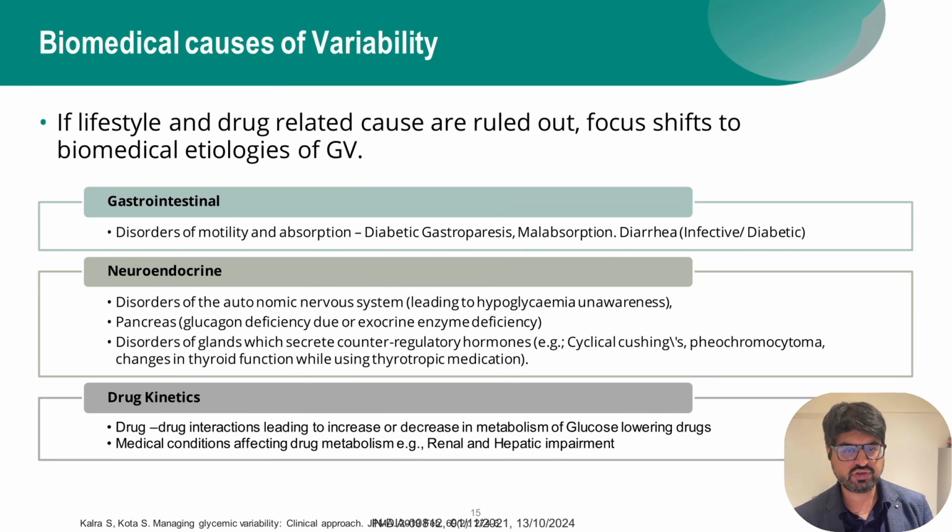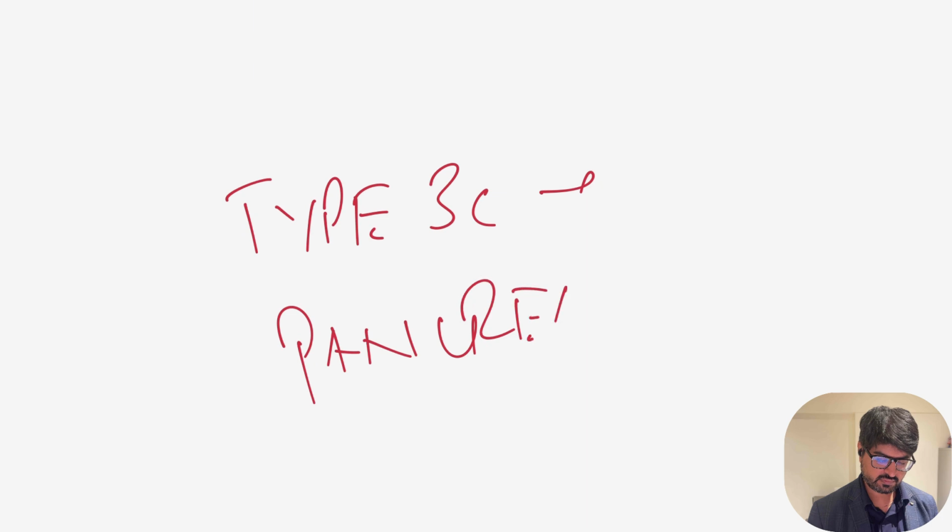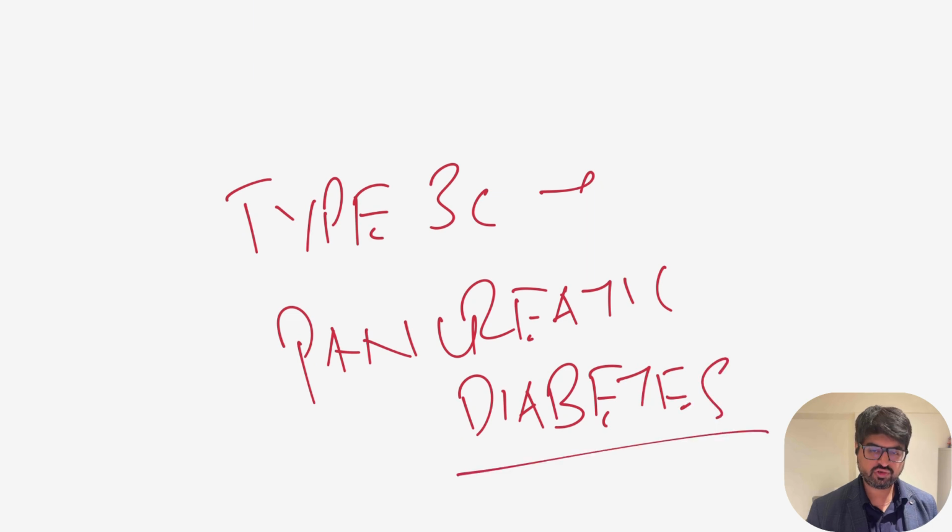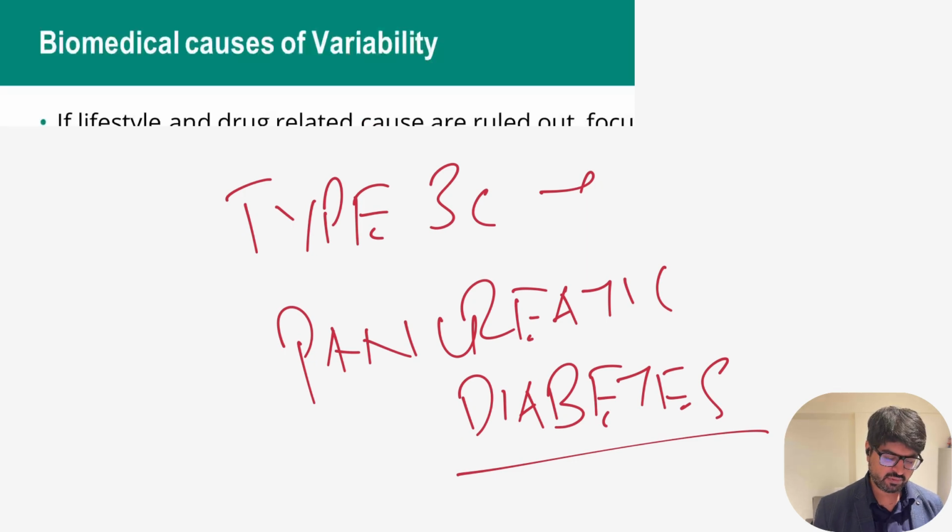What could be the other reasons? It could be because of GI causes. For example, the patient has diabetic gastroparesis, malabsorption, diarrhea. It could be because of neuroendocrine causes, for example, hypoglycemic unawareness. It could be because of pancreatic glucagon deficiency, especially when you have pancreatic diabetes, type 3C diabetes. Type 3C is known as pancreatic diabetes. In this condition, the patient has damage to both insulin producing cells, the beta cells, as well as glucagon producing cells, that is alpha cells. So they have both these things damaged.